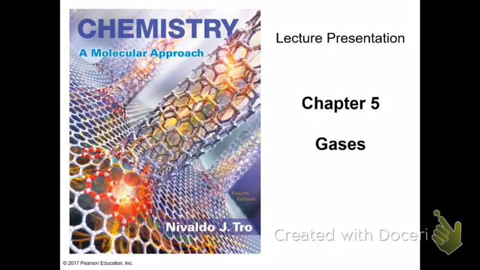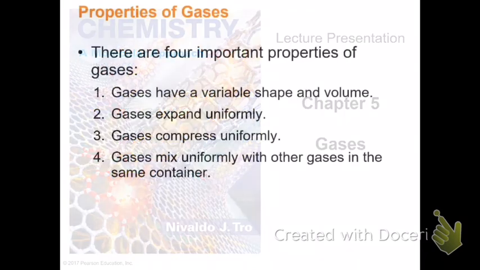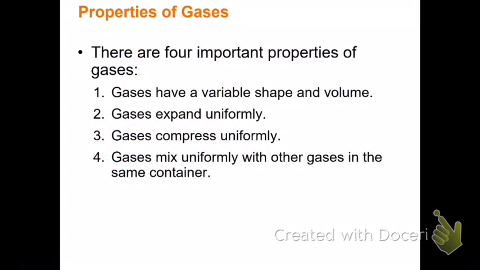So today's lesson is going to be regarding chapter 5, which is all about gases. You learned in the past chapter that there are four different states of matter, right? There's solid, liquid, gas, and plasma. And you learned the different properties of the first three, right? Solid, liquid, and gas. But our focus here is going to be on gases. What are the different properties of gases?